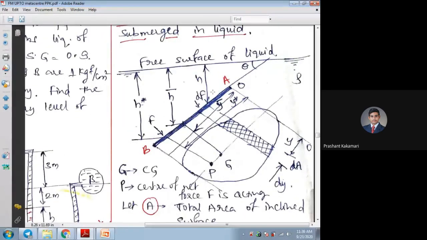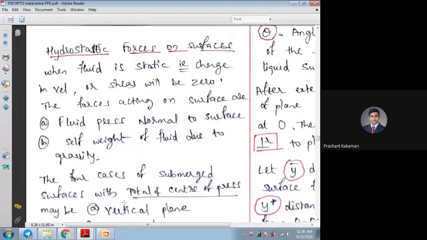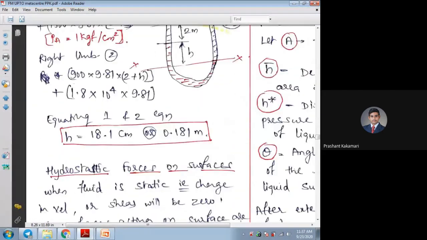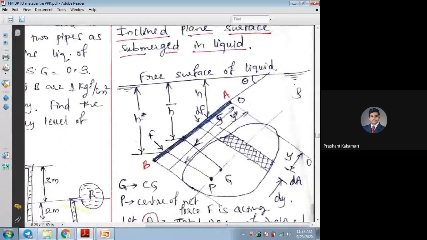Means in the inclined direction, if I move here, what will change? Y will change, not h. But h and y are changing with respect to theta. So I will relate this h in terms of y. How? I will take sine theta equal to opposite by hypotenuse. So h by y, h bar by y bar ratio is also the same, h star by y star also the same, because theta remains the same for a given theta value. All the ratios will be the same. That's why the angle will be constant.